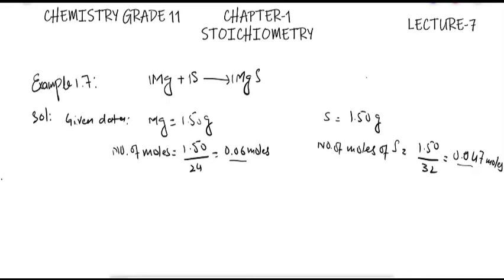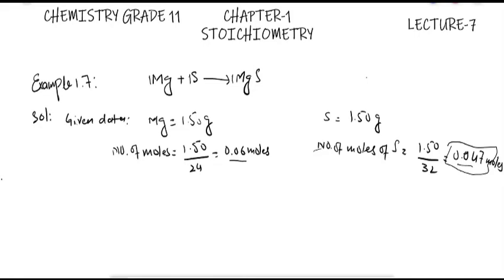Or you can do it in another way, that for 1 mole of sulfur, we require 1 mole of magnesium. So for 0.047 moles of sulfur, we would need 0.047 moles of magnesium. But what we have is 0.06 moles of magnesium, that is in excess of what is required to react with 0.047 moles of sulfur. So again, that proves that sulfur is the limiting reactant.